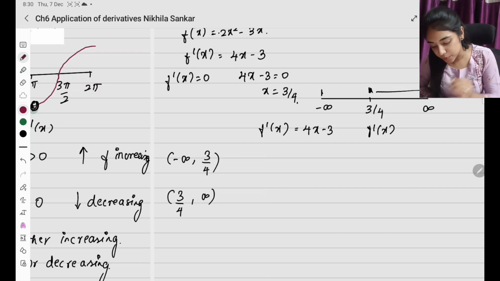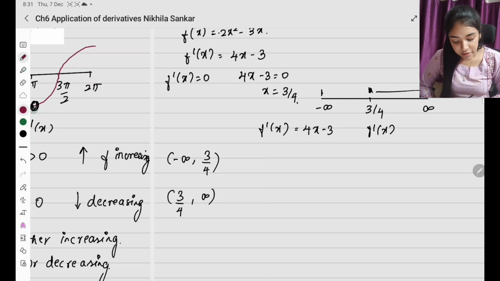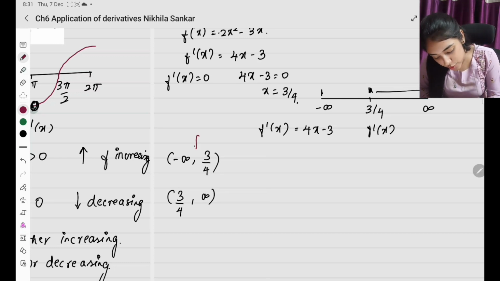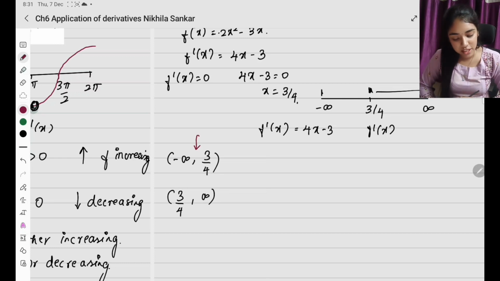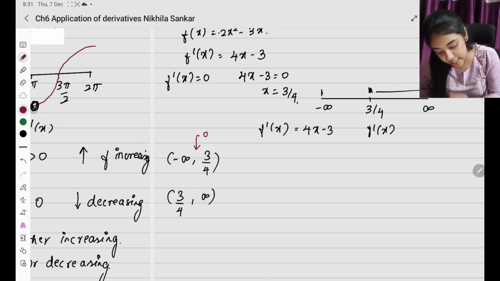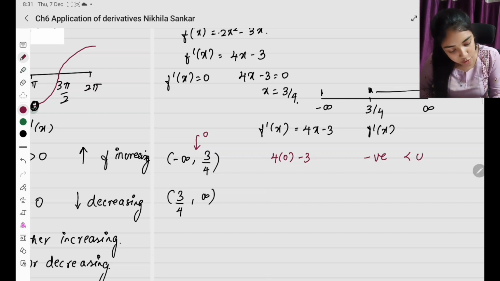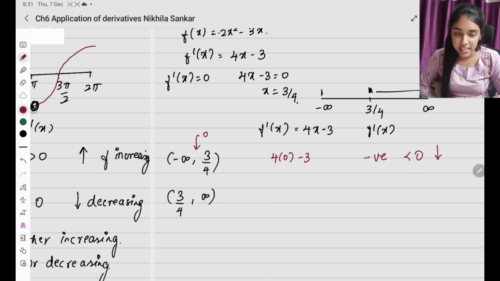Okay. So now minus infinity to 3 by 4. If I am going to put some value that is between minus infinity to 3 by 4, if for example, na 0 substitute பண்றேன்னு வெச்சுக்கோங்க. So what does your f dash of x look like? So I have 4 times 0 minus 3. So the function is going to be negative, which means f dash of x is less than 0 and the function is going to be decreasing. Since f dash of x is less than 0, it is going to be decreasing.